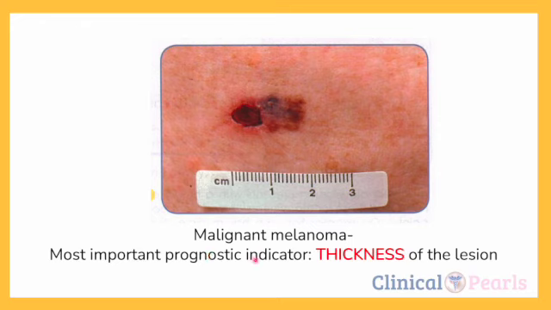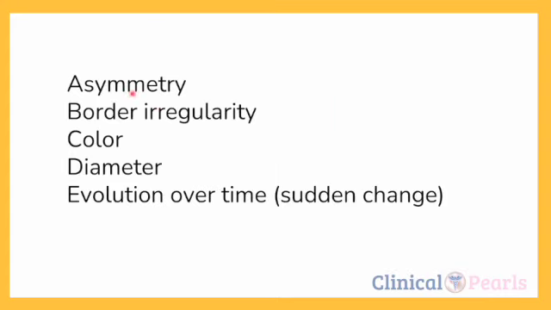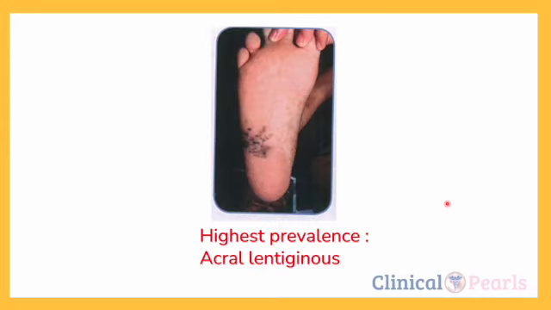wherein the most important prognostic indicator for this lesion is the thickness of the lesion. Remember the ABCDE of melanoma? A for asymmetry, B for border irregularity, C for color, D for diameter, E for evolution over time. A lesion which has sudden changes over time favors melanoma. And the type of melanoma which has the highest prevalence is the acral lentiginous melanoma, or the type which is occurring on the hands and feet, primarily in the palms, soles, fingers, toes, and nail units. This makes sense because those are usually the ones exposed to the UV rays.